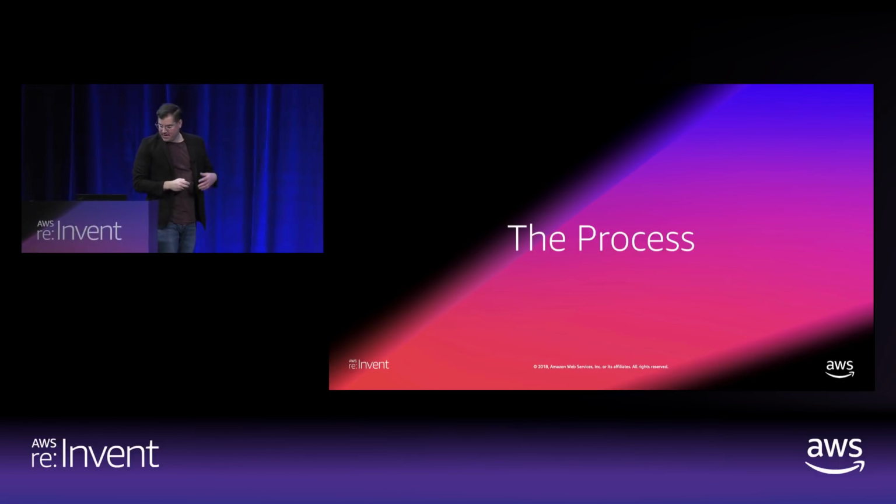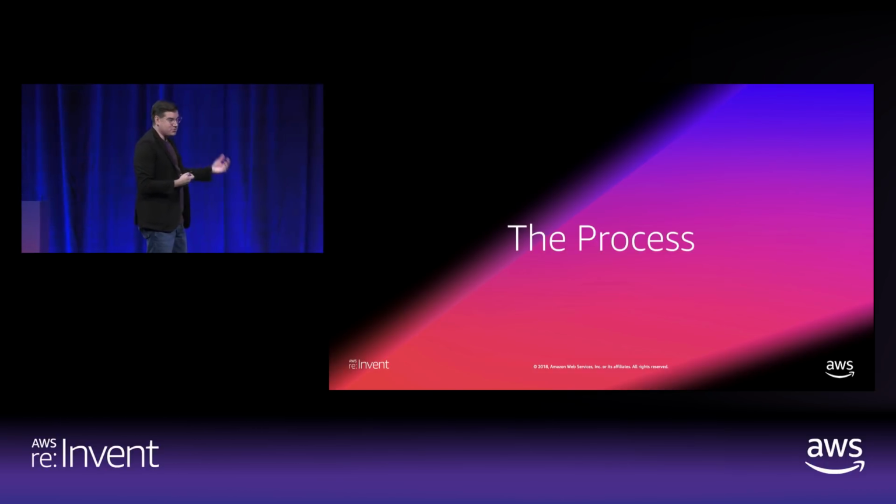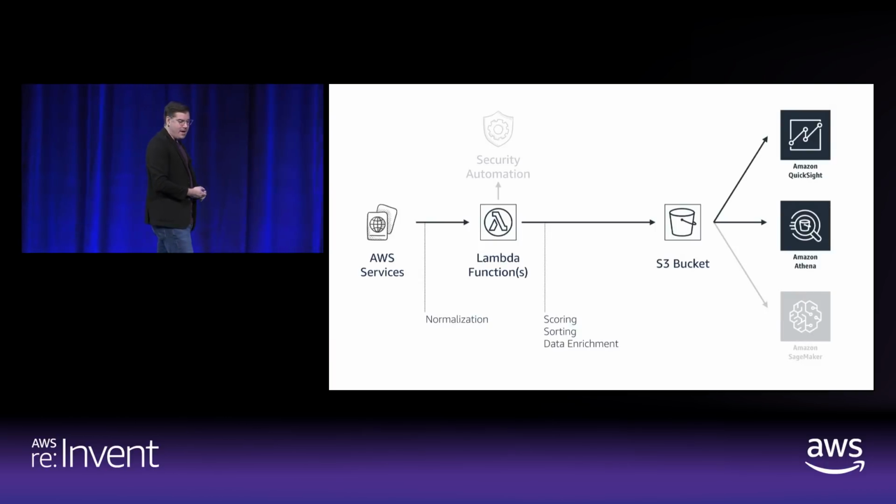So, we've talked about the data values. We've talked about things going through. We've talked about scoring, the challenges around risk. How do we actually do this? What's the process? We know this is the architecture. We've got services sending data. We're hooking into a Lambda. Normally that's 1 or 2 Lambdas, depending on how you want to manage your code. We're doing normalization. We're scoring. We're sorting. We're doing some enrichment, like adding application data, things like that. We're spitting into Athena and we're using QuickSight and Athena to analyze it when it's in the bucket.